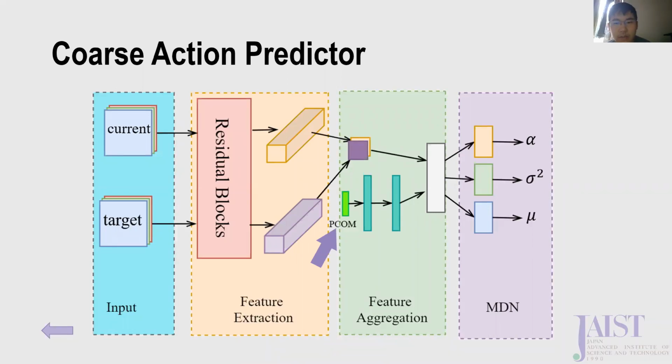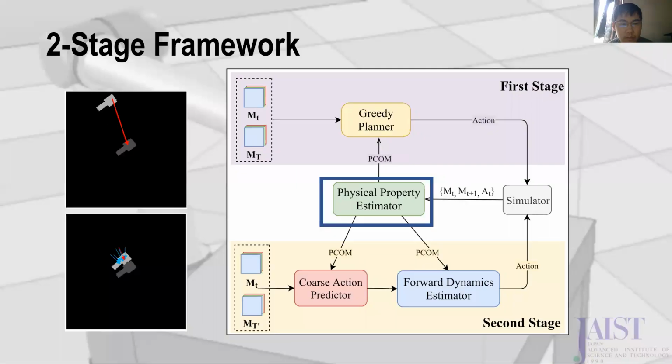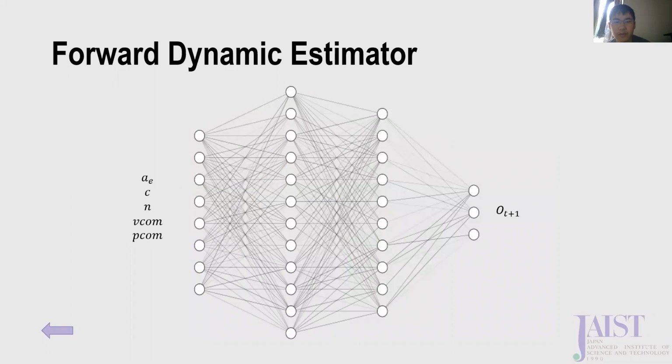So here is the coarse action predictor. Feature extraction layers extract the feature maps from the input image. And during feature aggregation, we plug in the PCOM information in order to affect the outcome of this model. And in the final phase, we use a mixture density network to predict a mixed Gaussian distribution. In this work, we utilize a plain neural network to predict the outcome of the action. The input contains the terminating position of the pusher, contact point, surface normal, and VCOM, PCOM of the current object. The output is the position and orientation of the object after executing this action.